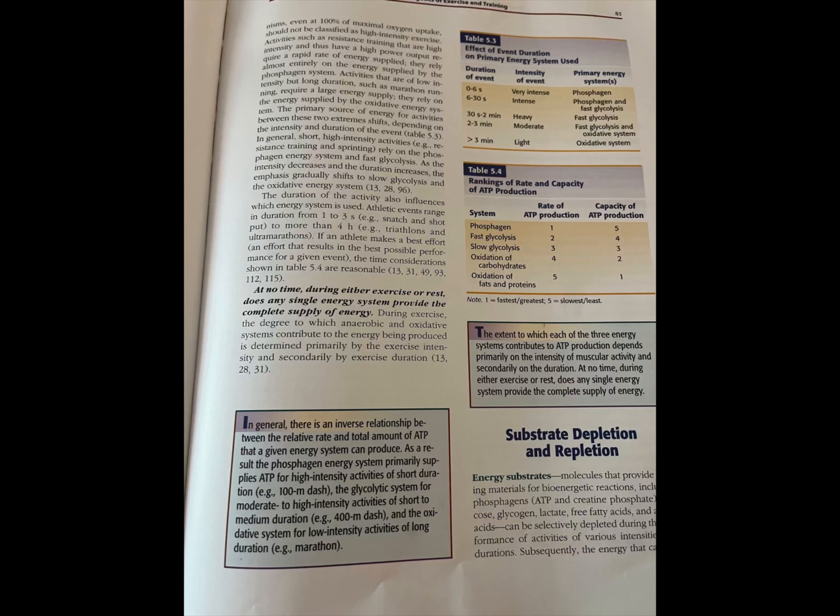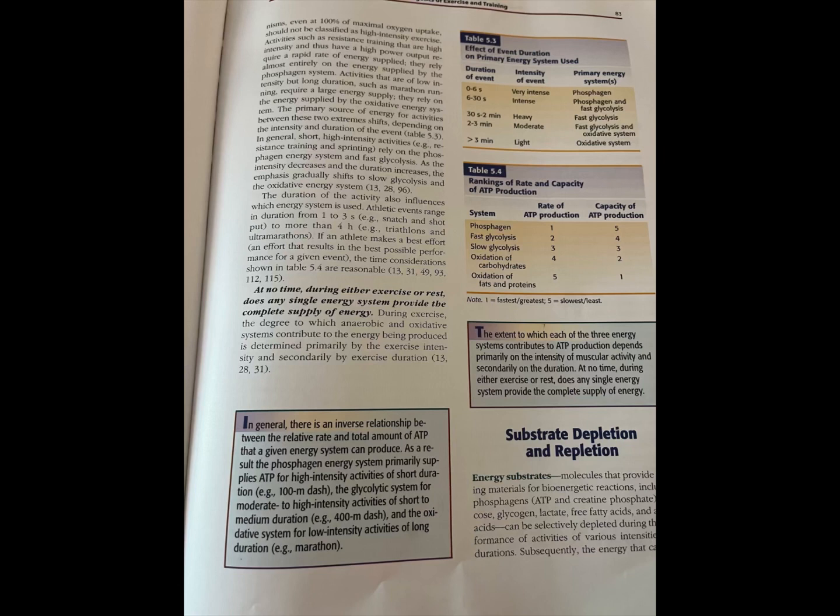exercise. Activities such as resistance training that are high intensity and thus have a higher power output require a rapid rate of energy supply. They rely almost entirely on the energy supplied by the phosphagen system. Activities that are low intensity but long duration, such as marathon running, require a large energy supply. They rely on energy supplied by the oxidative energy system. The primary source of energy for activities between these two extremes shifts depending on the intensity and duration of the events, Table 5.3.